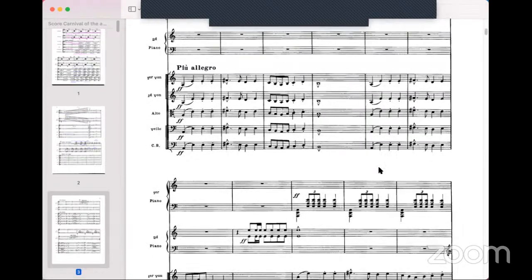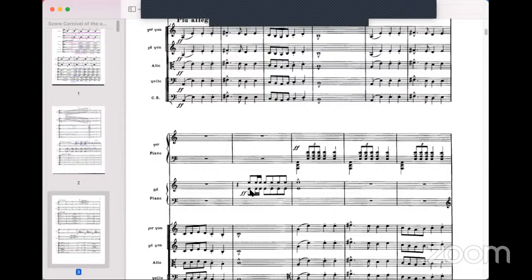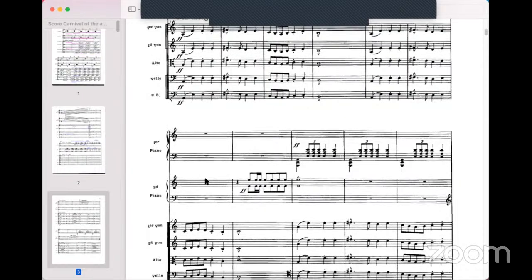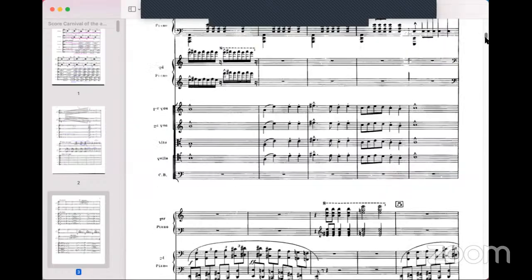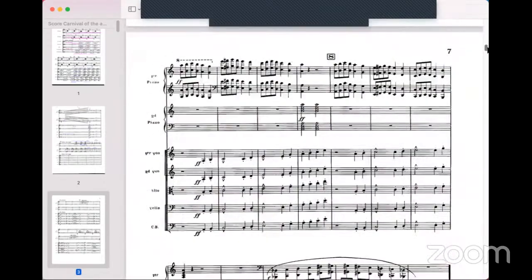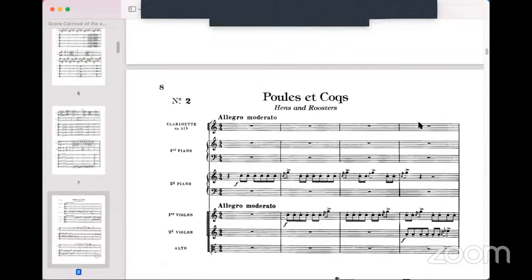etc. This is a triplet. Quarter note, triplet, quarter note, triplet, quarter note, triplet, quarter note, and so on. Eighth note, 2 sixteenths, eighth notes. Whole rest, etc. So from page 1 until page 7, that's the assignment.